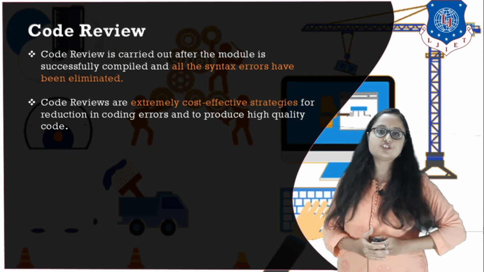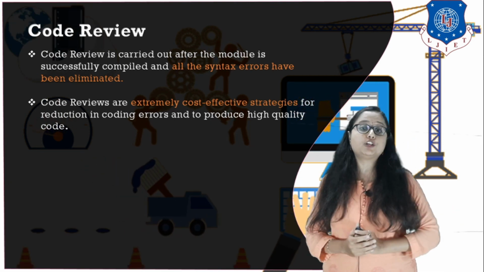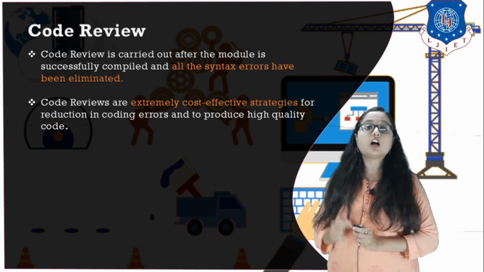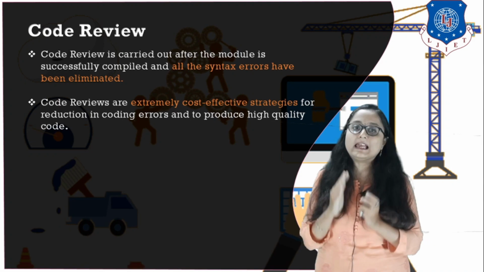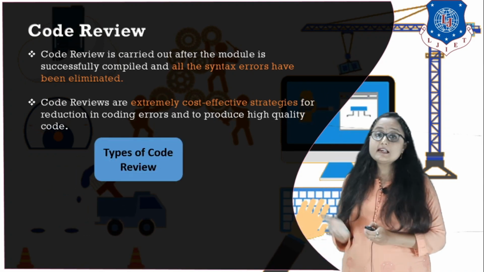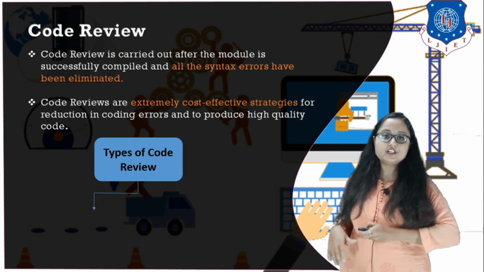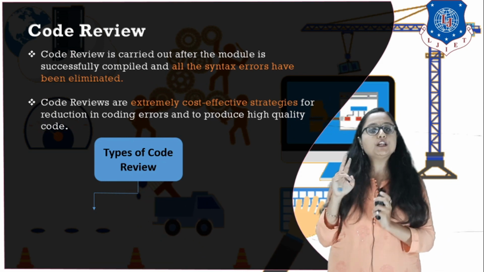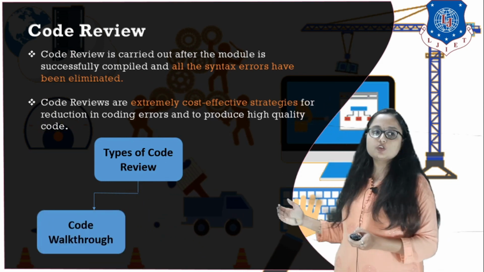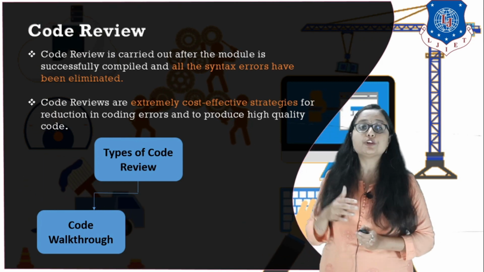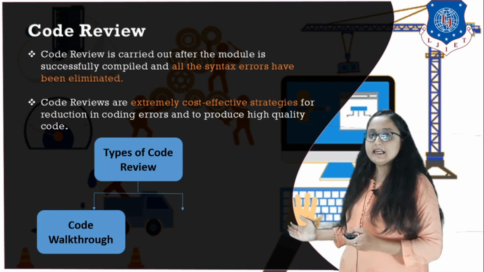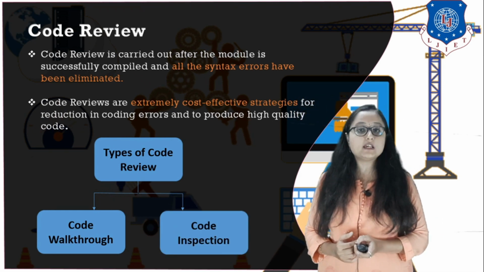As a result of this, code review is a very important process that should be held after all the syntax errors have been eliminated. Now, as I told you earlier, there are different types of code review. There are basically two types of code review. The first is code walkthrough, and we will study in detail what code walkthrough means. And the second type of code review is code inspection.